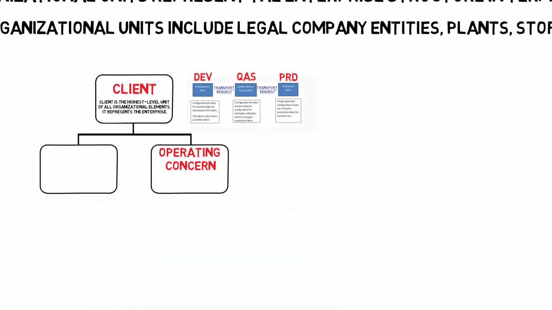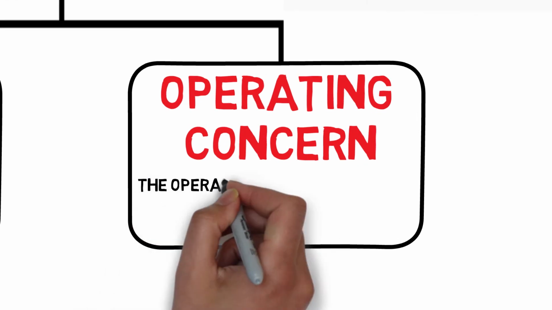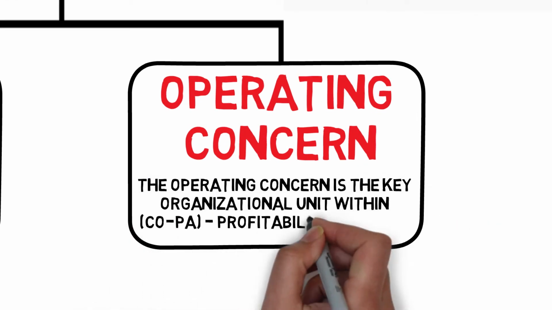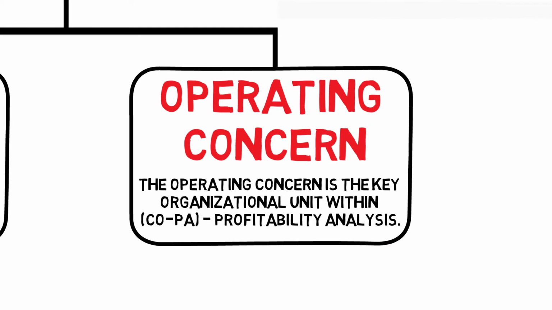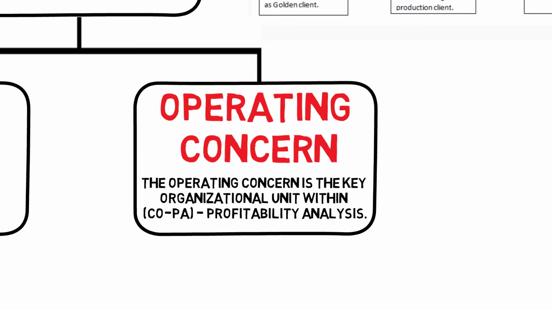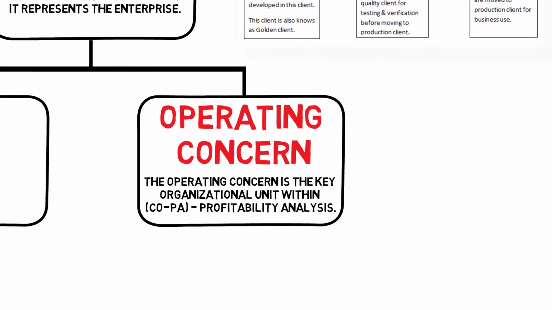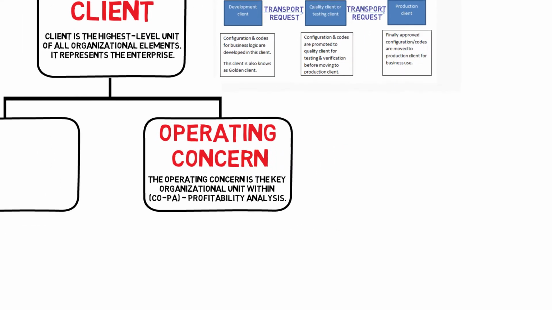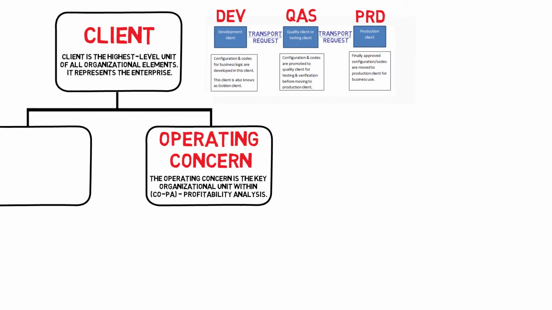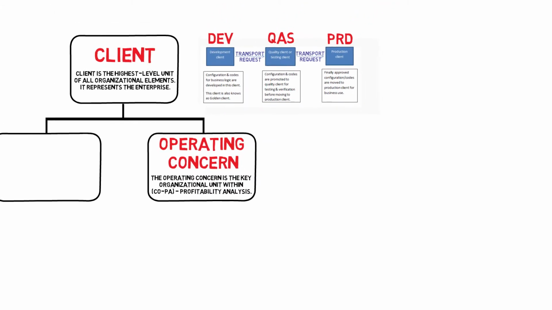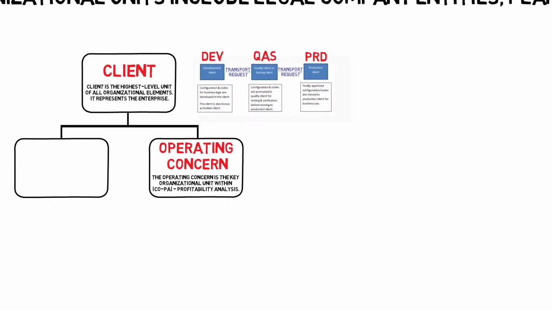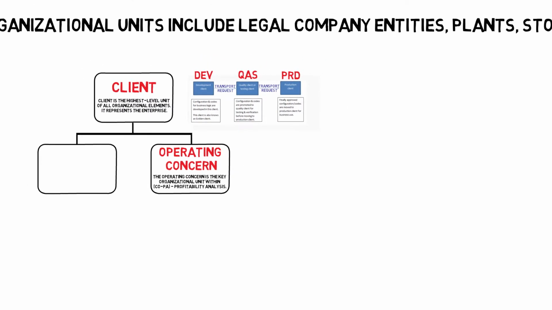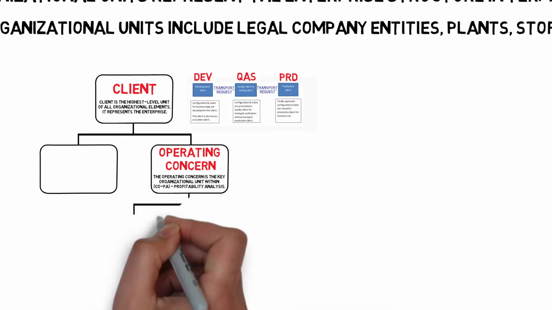Operating concern. The operating concern is the key organizational unit within COPA profitability analysis. Profitability analysis, COPA, enables you to evaluate market segments, which can be classified according to products, customers, orders, or any combination of these, or strategic business units, such as sales organizations or business areas, with respect to your company's profit or contribution margin.